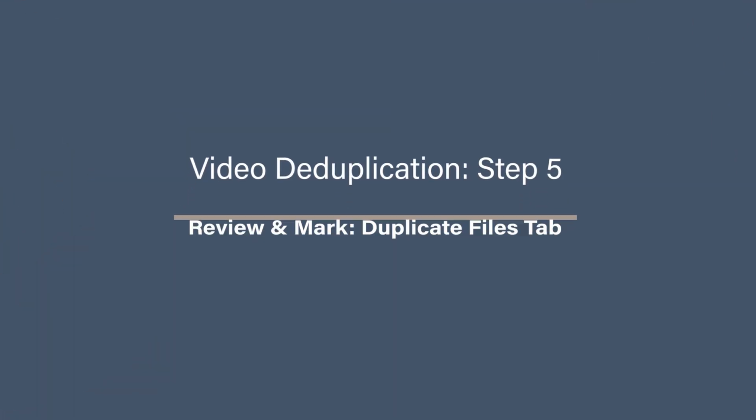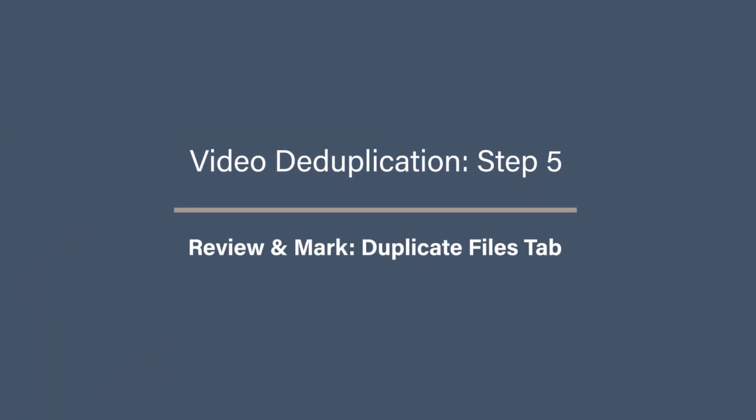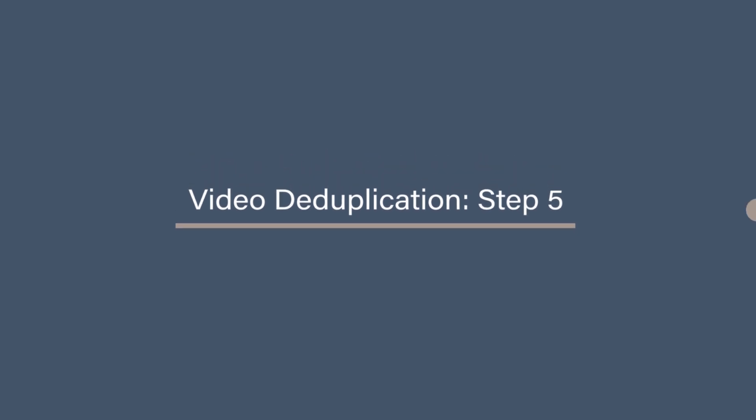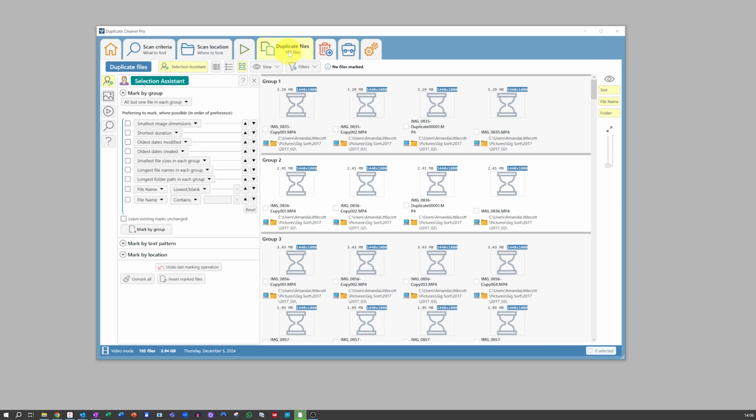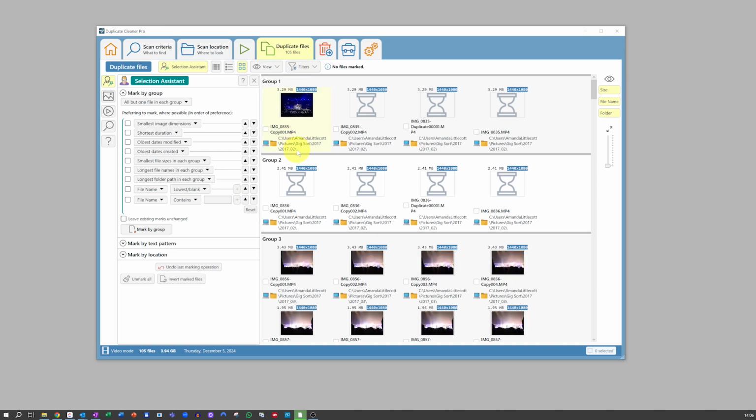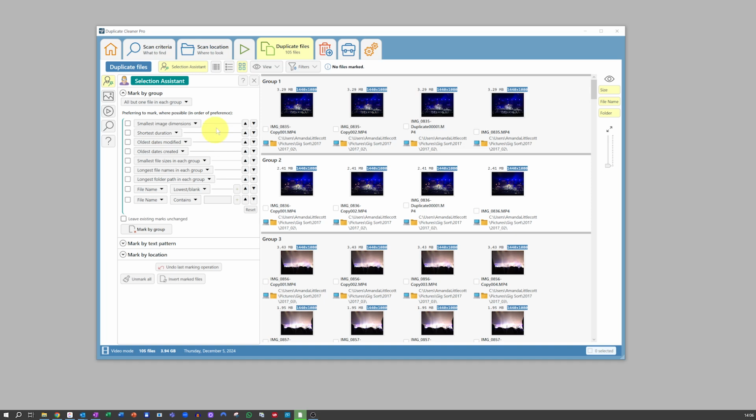Video deduplication, step 5, review and mark duplicates, duplicate files tab. Now to get to the duplicate files again to review. The setting for the selection assistant is going to be a little bit different from photos because we're doing videos. So the first one is to select the smallest image dimension, the shortest duration, and the smallest file size. Then also maybe the newest date creation if you want to use that as well. Then click Mark by Group and your images will be marked.